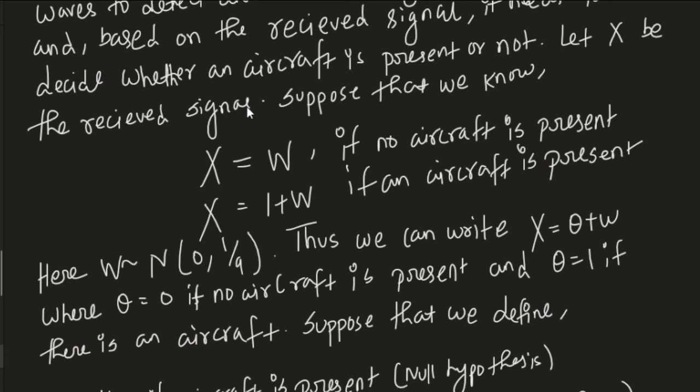Here W is a normal random variable with mean 0 and variance 1 upon 9. So that's the probability distribution of W. W takes values with probabilities according to a normal distribution with mean 0 and variance 1 by 9. Thus, what we can do is write X equals theta plus W. We're just trying to introduce a parameter, and you would notice that if theta is 0, then X is basically W, which means there is no aircraft present, and if theta is 1, it means there is an aircraft present, and we can write X is 1 plus W.